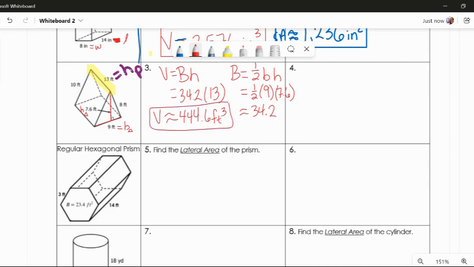Now I didn't put area units on the area of the base because it wasn't a final answer, but if I wanted to, it would have been square feet. Let's go find the surface area of this prism.